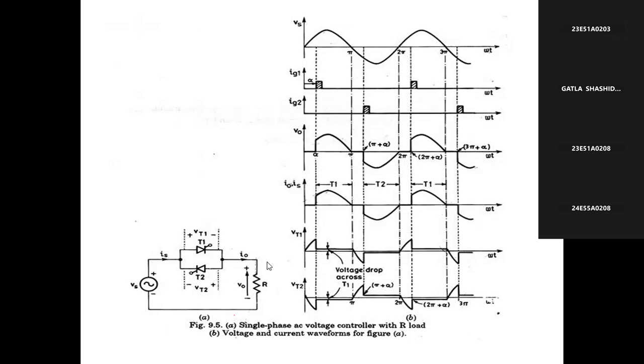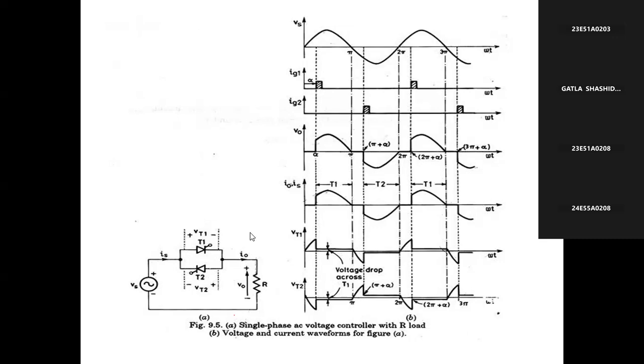In the negative cycle, the reverse voltage appears across T1, but same voltage will appear as forward voltage. In the negative cycle, voltage across thyristor T2 is forward, but T1 is reverse biased. So this is during negative cycle. Again during positive cycle, exactly opposite T1 and T2 because they are in anti-parallel. This is for the resistive load.